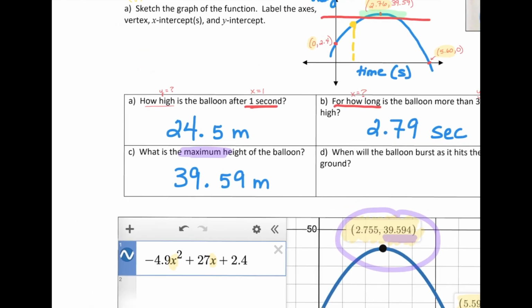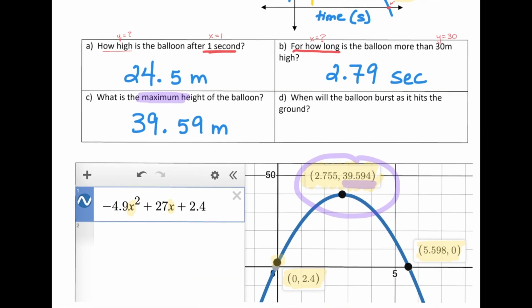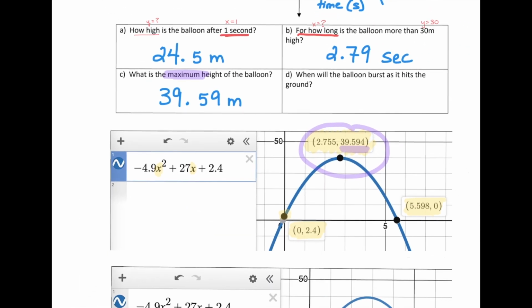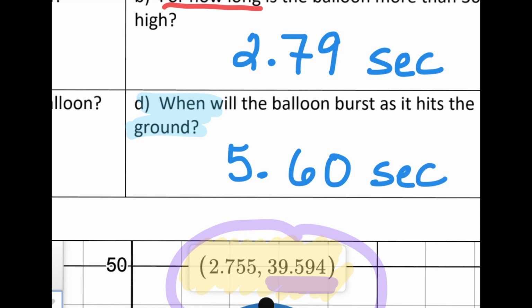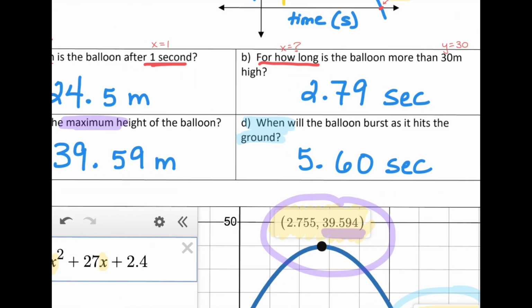And finally, it asks, when will the balloon burst as it hits the ground? Because, you know, that's the whole fun of a water balloon. That means when is talking about the time. So when it hits the ground, remember that the ground is always height equals 0. So the height is 0 at 5.598 seconds, or 5.60 seconds. So at 5.60 seconds after launching the balloon, it will burst when it hits the ground.